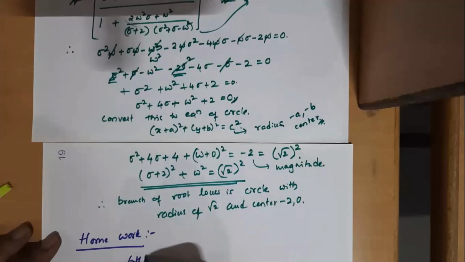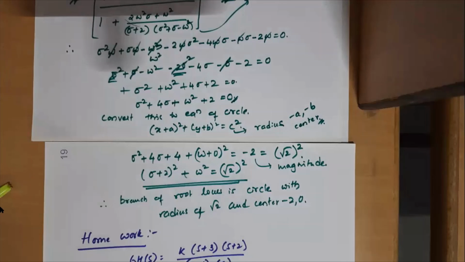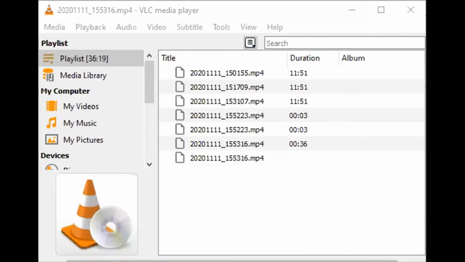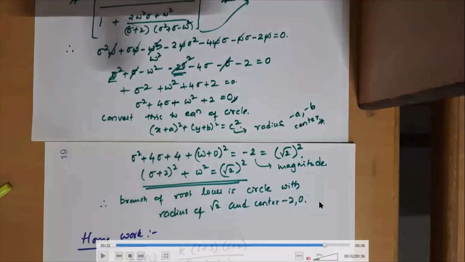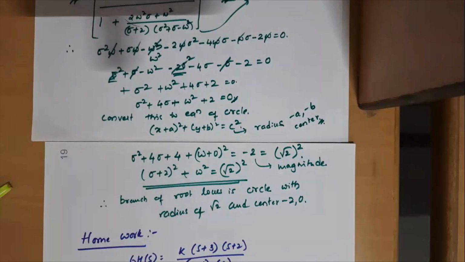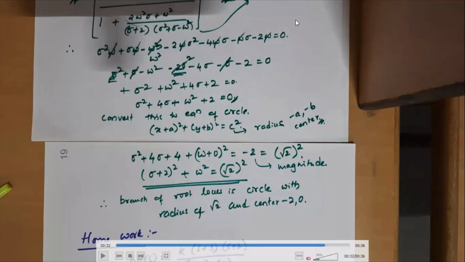So take one homework. Take one homework and try to get the root locus for this. Please take the transfer function G(s)H(s) equal to K into (s plus 3) into (s plus 2), divided by s into (s plus 1). And please prove that part of the root locus is a circle for this.